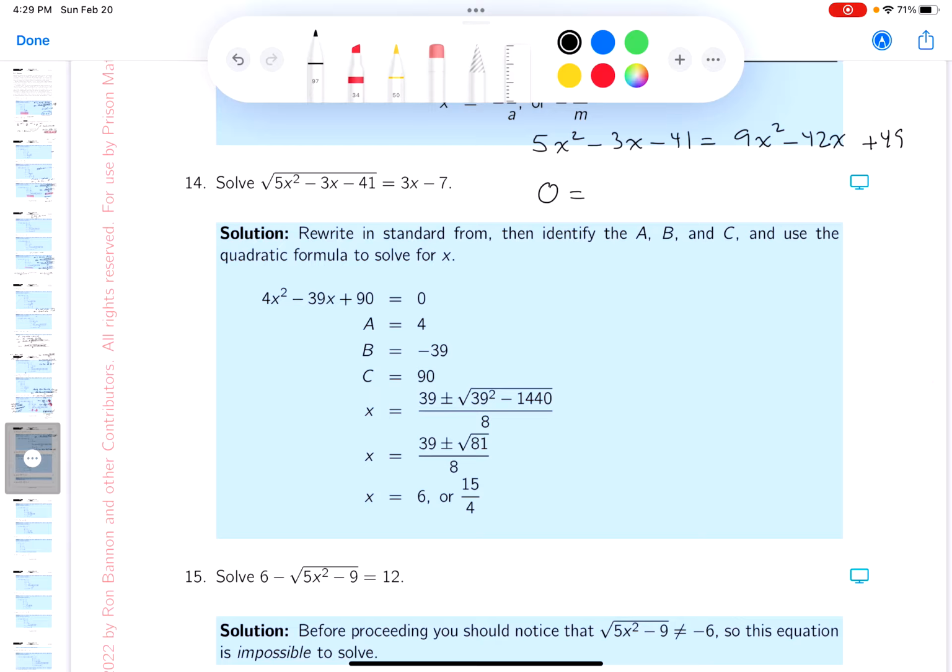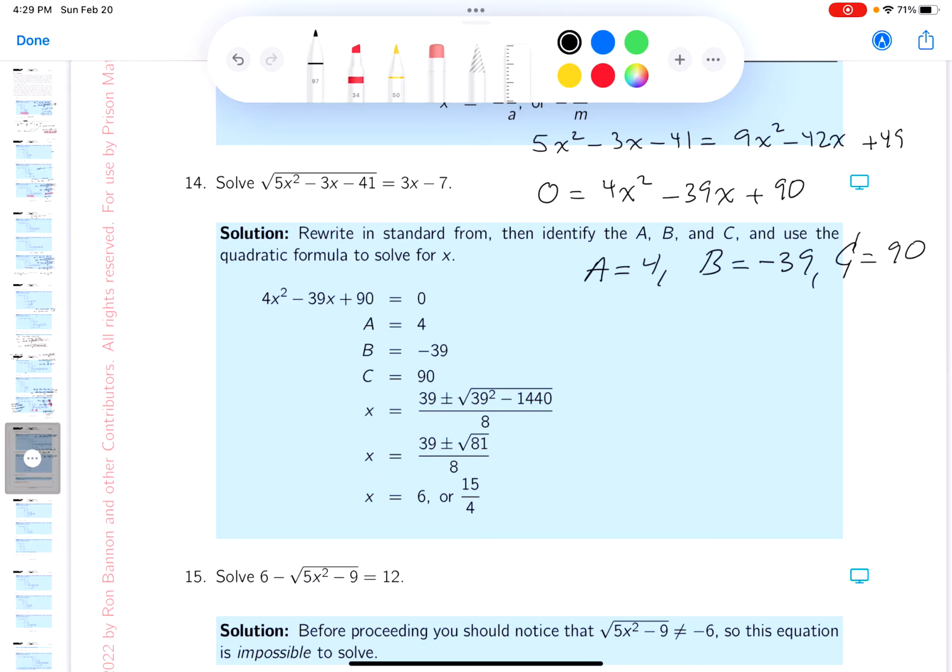Solve for 0, and you can get 4x squared, let's see, minus 39x, and then you can get plus 90. Now, if you're going to use the quadratic formula, you need to identify the big A. In this case, that would be 4. The big B, in this case, would be minus 39. And the big C, in this case, would be 90.